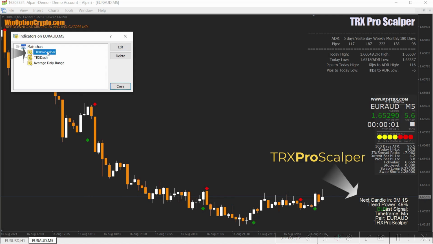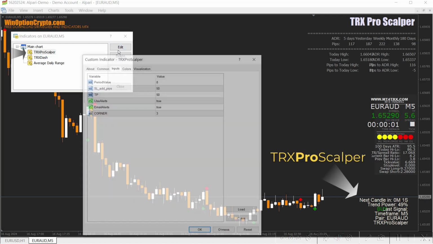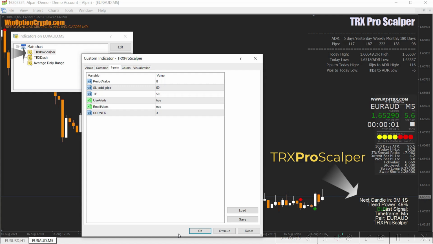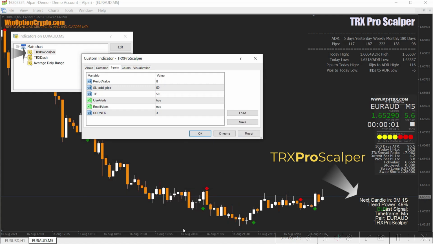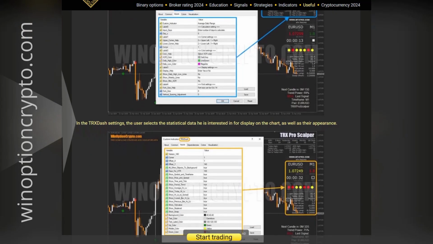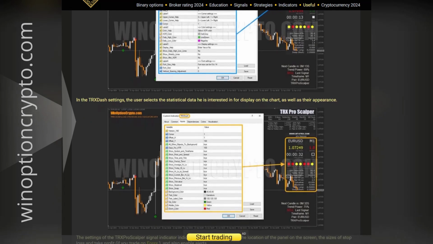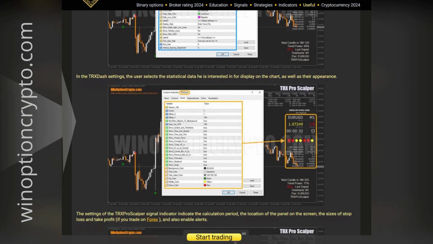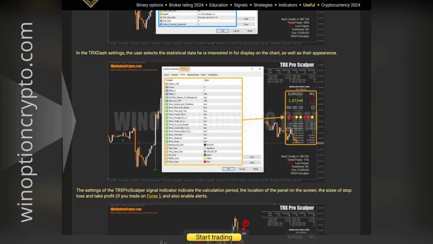The third, TRX Pro Scalp, is a signal indicator and an additional information panel showing the strength of the trend, the type of the last signal, the selected time interval, the currency pair code, and the name of the template used. Each of these indicators has many settings for its parameters and variables for trading binary options, as well as on the Forex market.